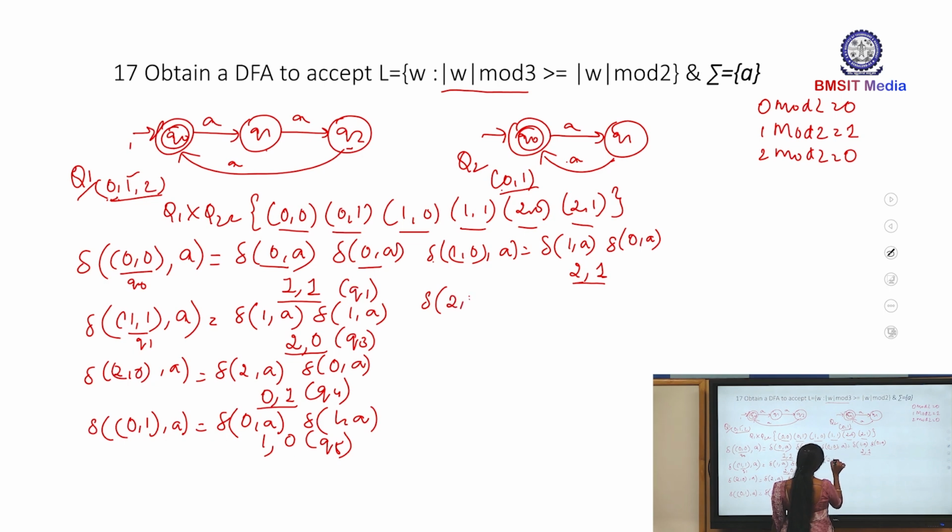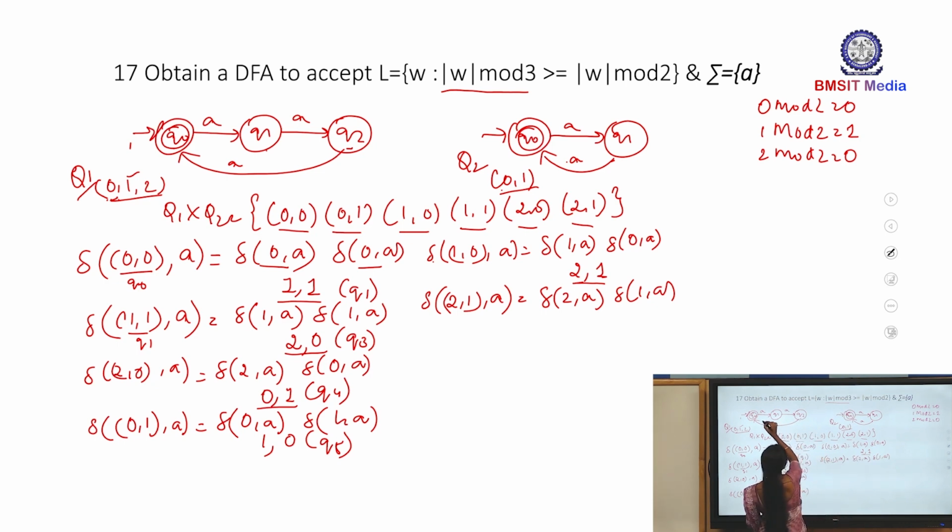So I start with (2, 1) as my current state, comma A. So I get delta(2, A) and delta(1, A). I'm just splitting this and writing. It is (2, A) and (1, A). So for delta(2, A), I am in the state Q2. On accepting A, I reach 0. Okay. I am in state Q1. On accepting A, I reach 0. So you can see that I can stop at this point because I have covered everything. And then we have reached back to (0, 0).